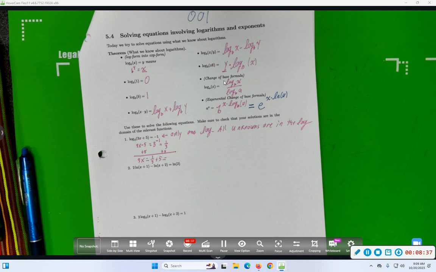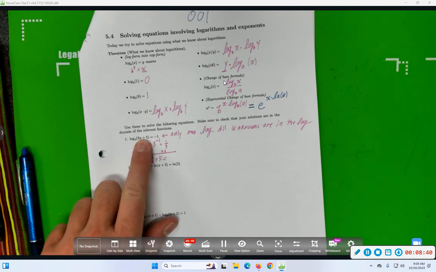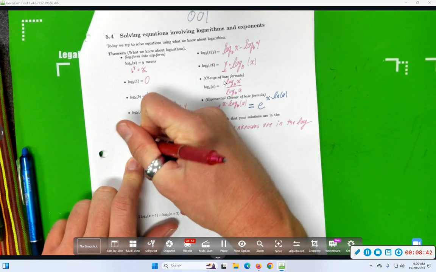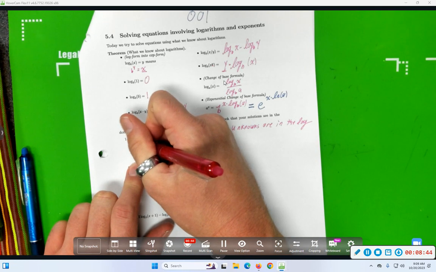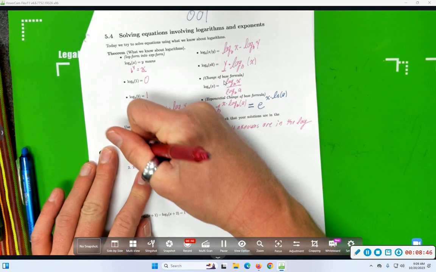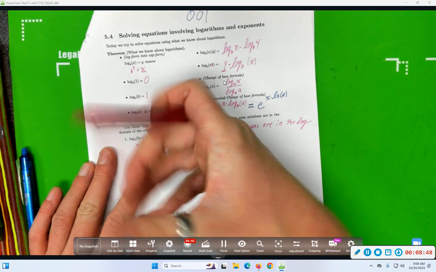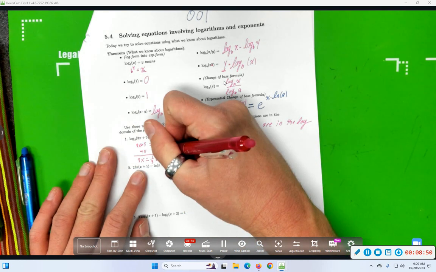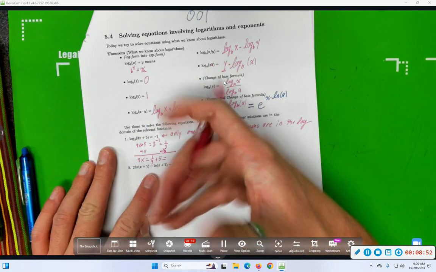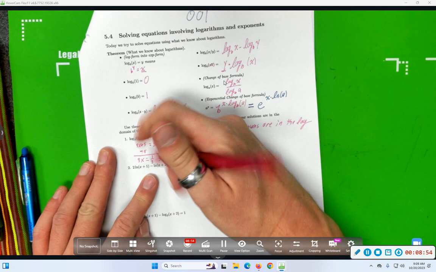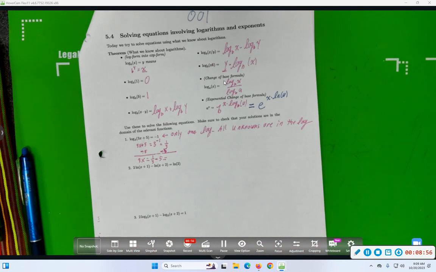Oh, that plus became a minus. Thank you. So now I need to subtract a 5 from both sides. So I need to subtract a 5. All right, that error corrected?